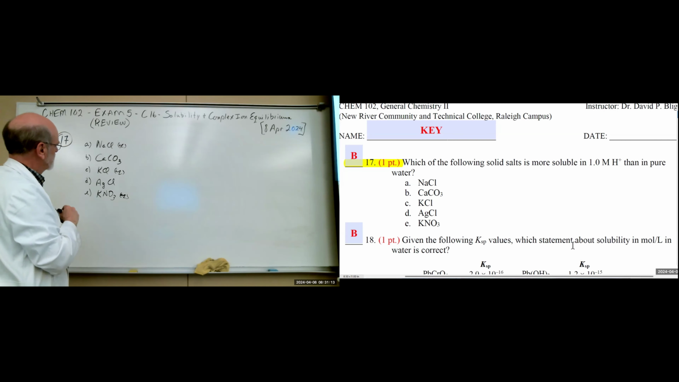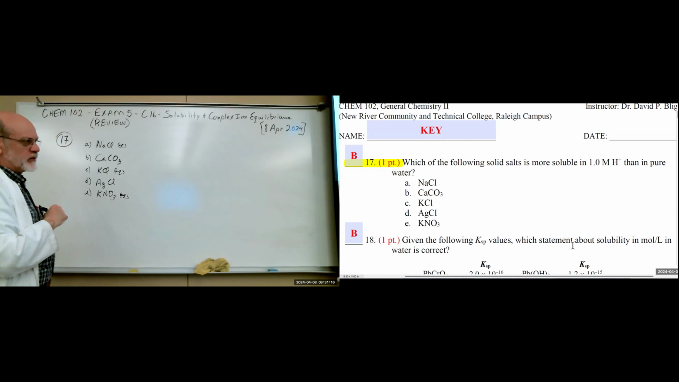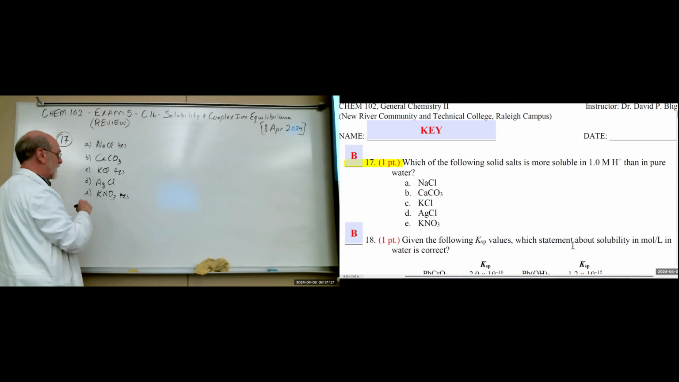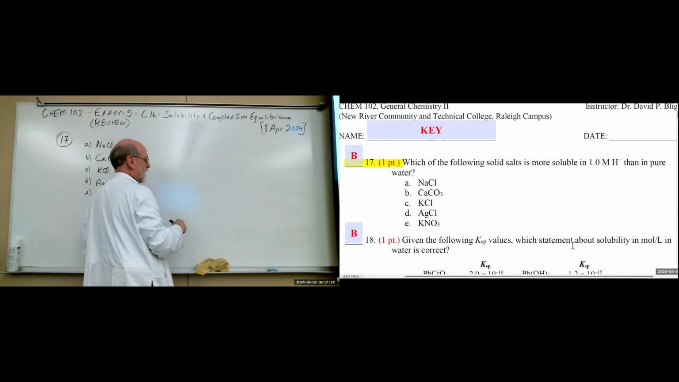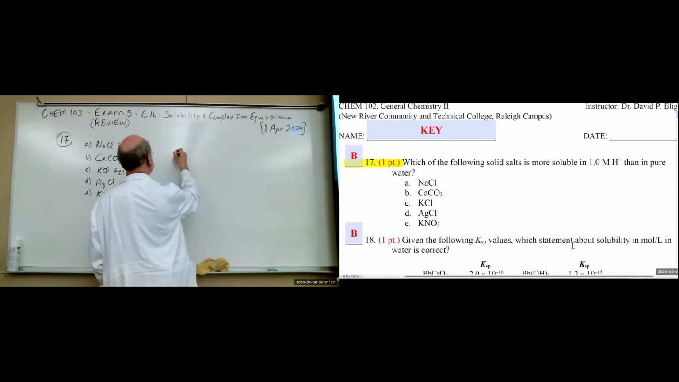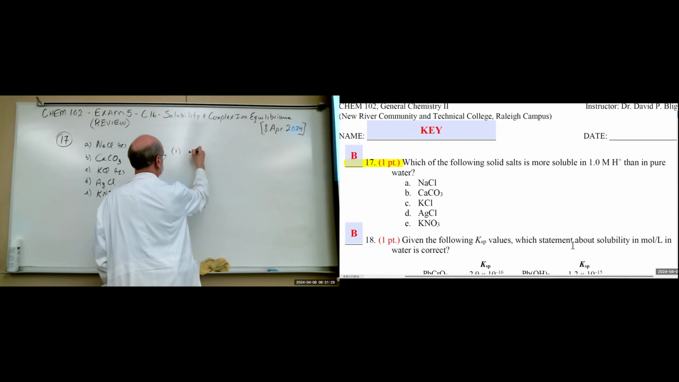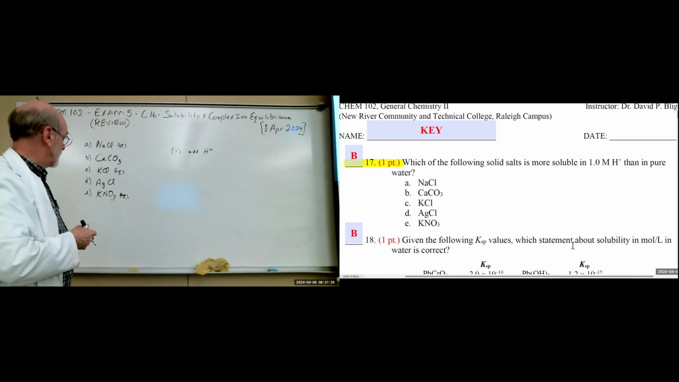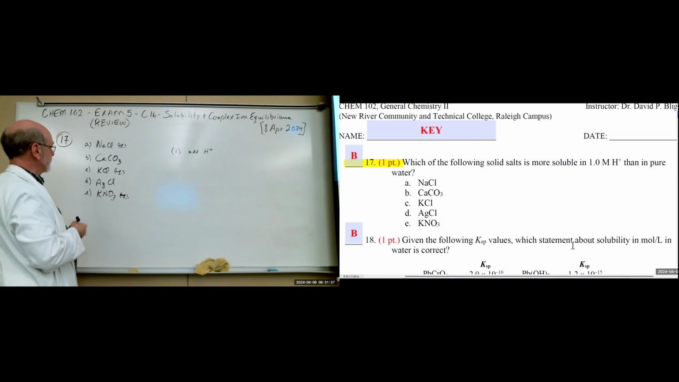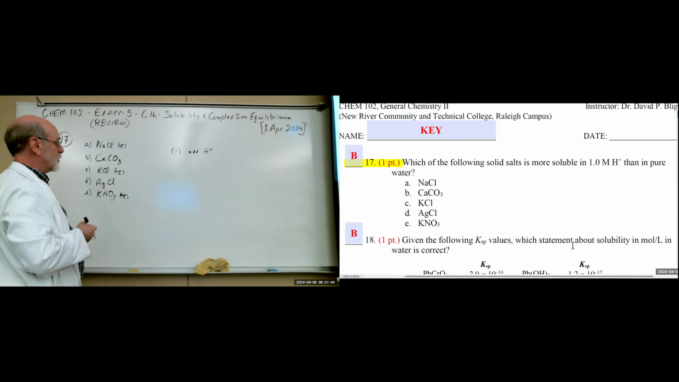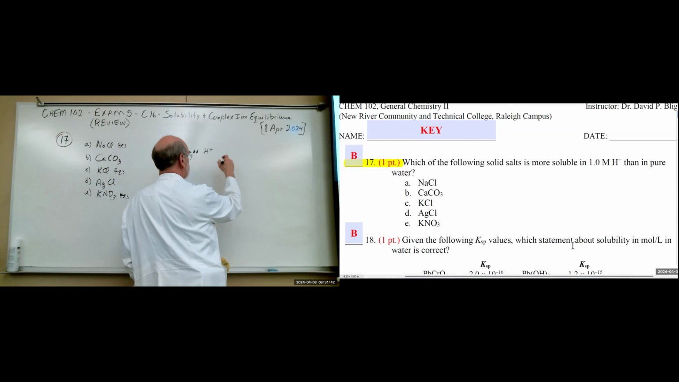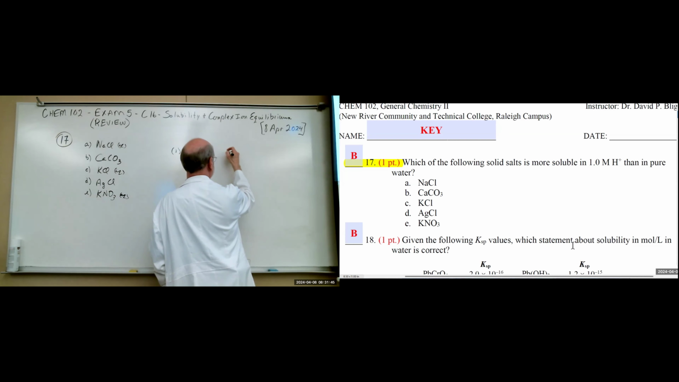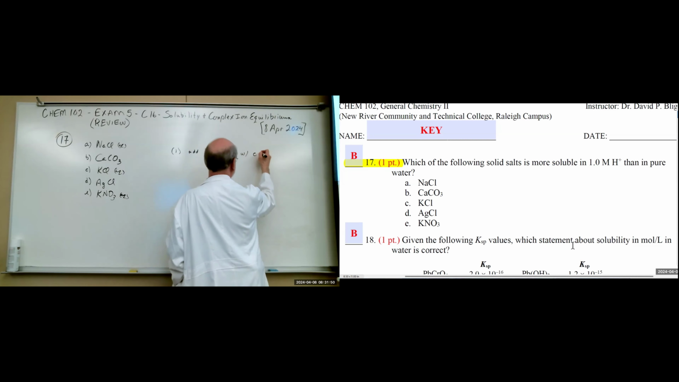Well, I guess I could think of a possibility, right? If you reach the saturation point, how do you make it more soluble? How are the two ways that we can make things more soluble? Well, one is add hydrogen ions. When does that one work? That one works when you add hydrogen ions: it binds with the cation, the anion.